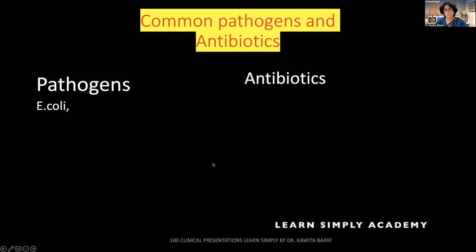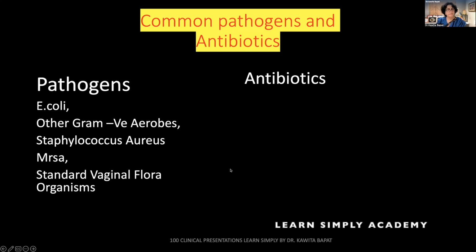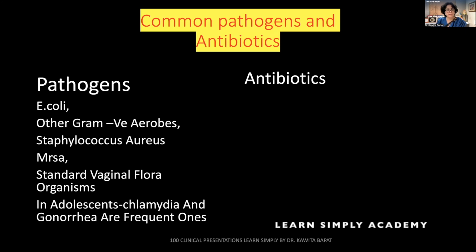Now, what are the common pathogens which can cause this, and what antibiotics are good? The most common pathogen is E. coli, and others are gram-negative aerobes. Staphylococcus aureus is also very important, because in the vagina it is many times responsible for other infections also. Then MRSA is also very important. Then the standard vaginal flora organisms. And in adolescents, chlamydia and gonorrhea are frequent ones. So when we see patients with Bartholin cyst, we are supposed to find out what the basic pathogen is, and the right antibiotic should be given.